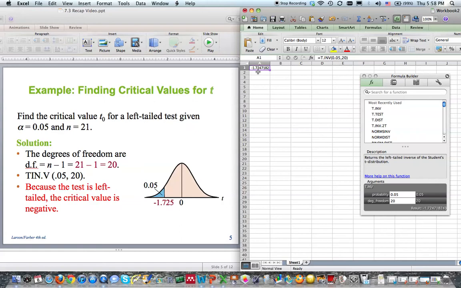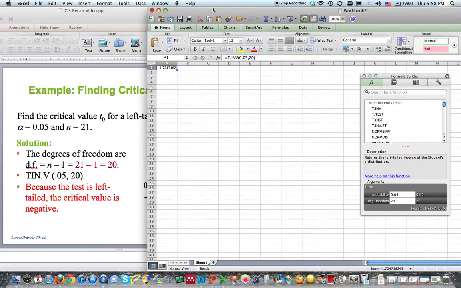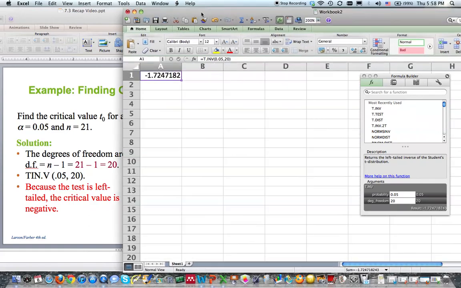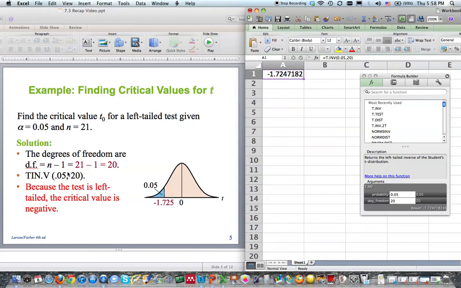And as you notice, I get 1.7247. Let me make that just a little bit bigger so maybe you can see it. Which is exactly what we have got over here. And because the test is left-tailed, the critical value is negative.